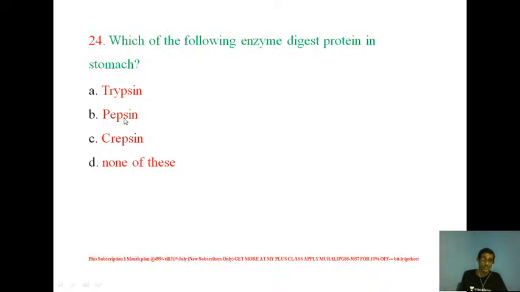Pepsinogen is produced at first in the inactive form. Inactive pepsinogen is converted into active pepsin, and later that pepsin will work on the protein part of the food and digestion will proceed. So not trypsin or crepsin, it is pepsin only. B is the right answer for the 24th question.